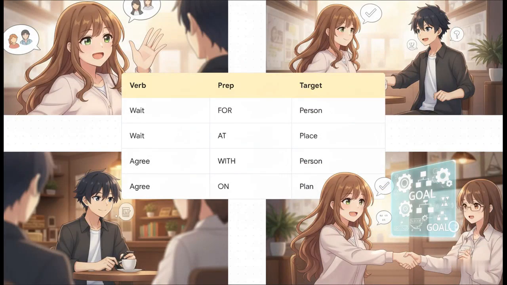But you do have to stay on your toes, because some verbs demand entirely different prepositions depending on the context. Take the verb wait. If you're interacting with a person, it's wait for John. But if you're occupying a place, it's wait at the restaurant. Or look at agree. You agree with a person, but you agree on a plan.